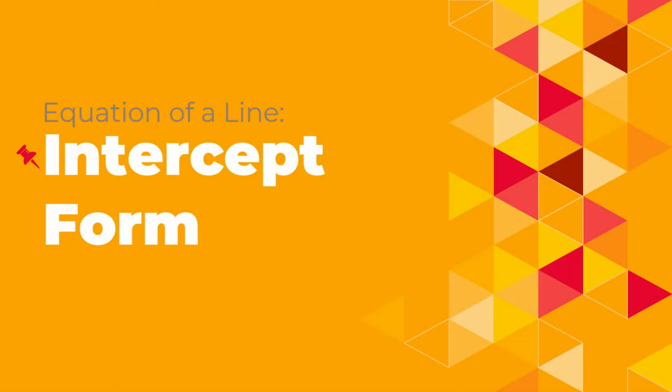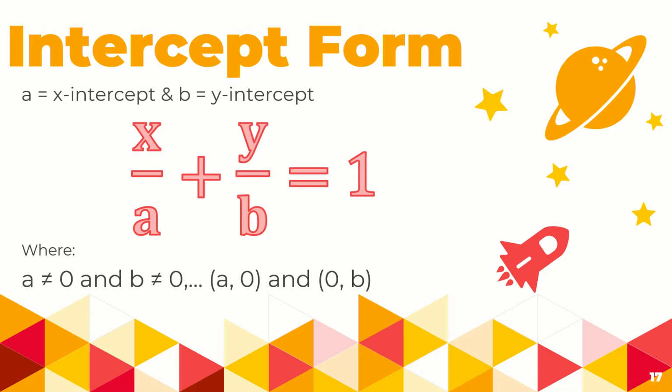Last on our list is the intercept form. It is in the form of x over a plus y over b equals 1, where a is your x-intercept and b is your y-intercept, where a is not equal to 0 and b is not equal to 0. So if you were asked to write it as a coordinate, the x-intercept is (a, 0), while the y-intercept is (0, b).